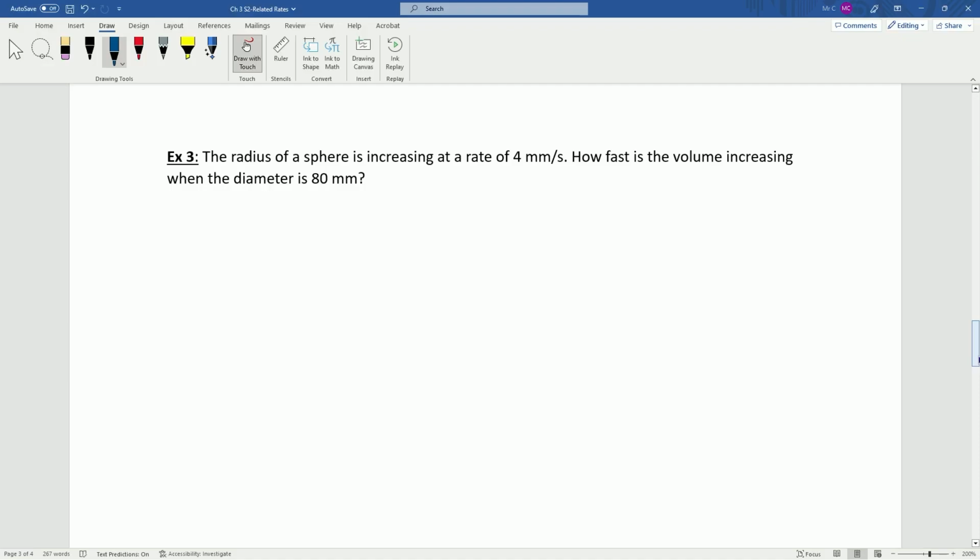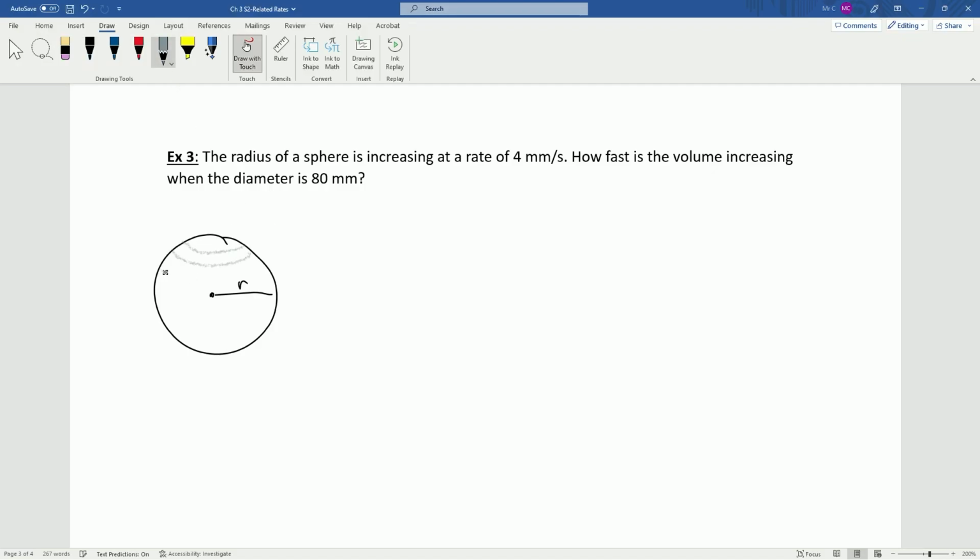Example number 3. The radius of a sphere is increasing at a rate of 4 millimeters per second. How fast is the volume increasing when the diameter is 80 millimeters? So we have a little bit of a trick here, and this is one of the many things that you have to look out for. We're talking about the radius of a sphere, dr/dt. So again, we've read the problem. Let's draw a picture. So first of all, we're talking about a sphere, and its radius r. Okay, I've drawn a circle here because I'm bad at drawing spheres.